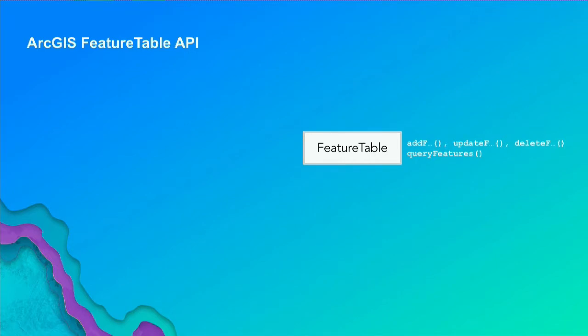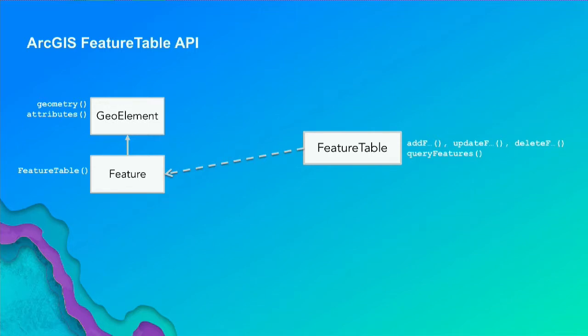And then querying features, because if you can't get a query out of one of those tables, there's really not much else you're going to be able to do with it. When you query features, you get a feature. And a feature implements a GeoElement interface, giving it those basic capabilities of having a geometry, so its spatial component, and a set of attributes that you can work with.